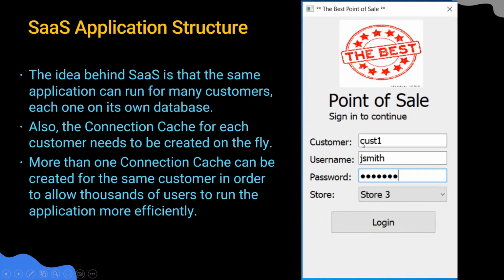So for example, here you have customer 1, and if customer 1 has 1,000 stores, maybe the first 10 stores are going to be using one connection cache. Stores 10 to 20 are going to be using connection cache 2. Store 500 is going to be using connection cache 50. So this way you keep different stores on different connection caches, so you can have thousands of users with no problem.